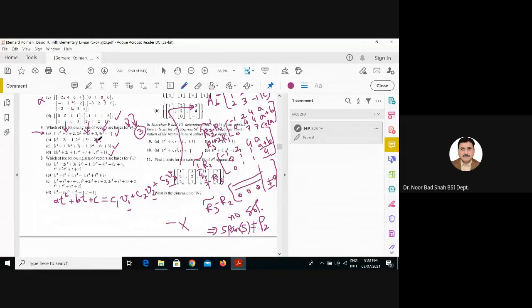The converse is not true. Every basis of P2 will contain 3 elements, but every set containing 3 elements may or may not be a basis for it. And you would see in this example. So check in similar fashion for part C and part D as well.